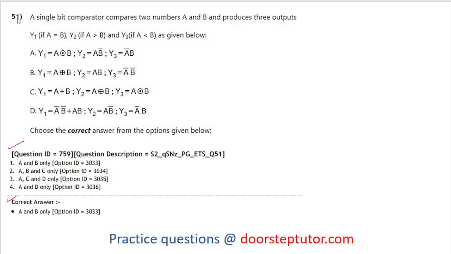So this is the first question that we have to discuss. A single bit comparator compares two numbers A and B and produces 3 outputs. First output is Y1 when A is equal to B. Second output is Y2 when A is greater than B. And third output is Y3 when A is less than B. According to that, we have different logics for Y1, Y2 and Y3. So we have to select the option which is going to be correct. So let us solve this question.